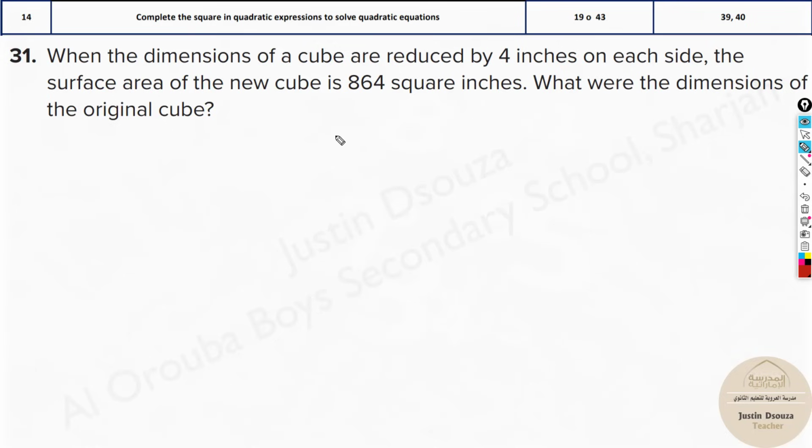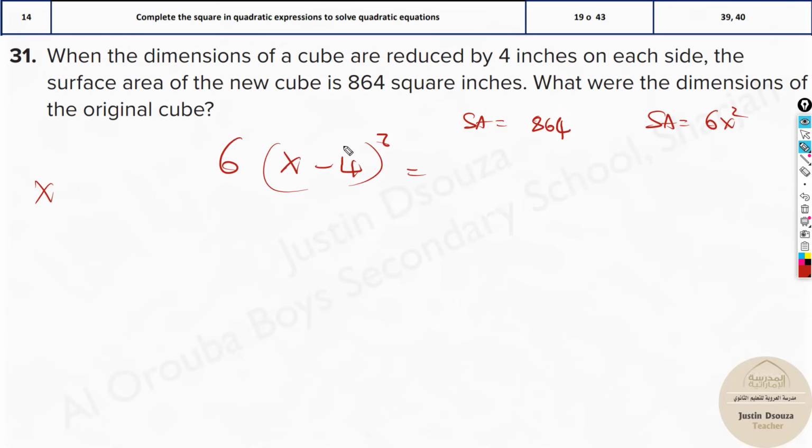Now, they have not told any details about the original cube, but they have told that it was reduced by 4. So if the original cube had side length of x, then the new one will have x minus 4 because it's reduced. And the surface area is given as 864. Now, what is the surface area formula for a cube? It is 6x squared. The x is the side length. Now, here we have side length. If we multiply this by 6, 6 times (x minus 4) the whole square, it should be 864.